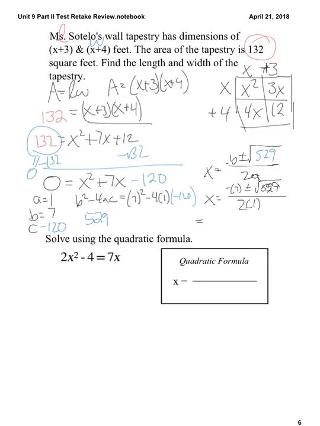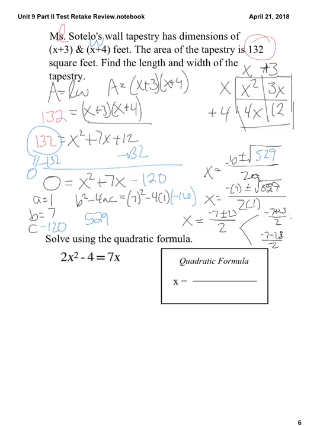Okay. Now, here's what we need to do. 529, we need to take the square root of it. What we need to do, regardless of whether it's a perfect square or not, is attempt to take the square root of it. When we do that, we find out 529 is a perfect square of 23. So x is equal to negative 7 plus or minus 23 over 2. That gives us two potential solutions, which is negative 7 plus 23 over 2 and negative 7 minus 23 over 2.